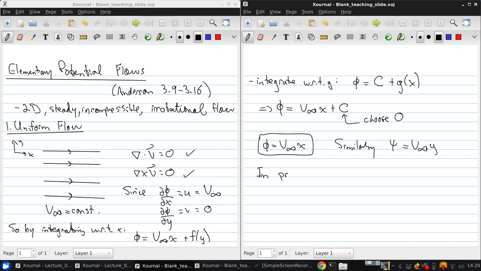One thing that's helpful is to look at how you would write this in polar coordinates, because we'll often use these for some of the other types of flows that we're going to consider. So here the transformation is x is r cos theta and y is r sine theta. So then we get that the potential is V infinity r cos theta, and the stream function is V infinity r sine theta.